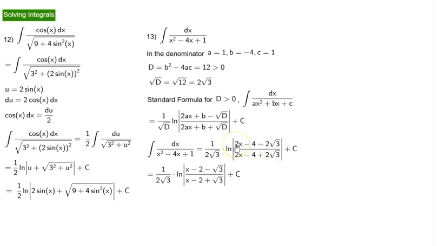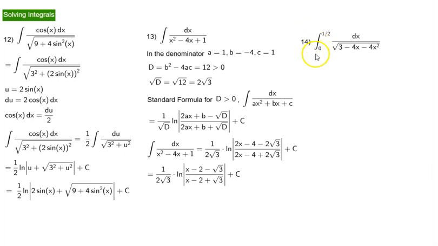Now here you notice in the numerator and the denominator, each of the terms has a common factor 2. So we take it out. We get 2 by 2 as the common factor. They cancel out. So that we are left with 1 by 2 root 3 times natural log of absolute value of x minus 2 minus root 3 divided by x minus 2 plus root 3 plus c.